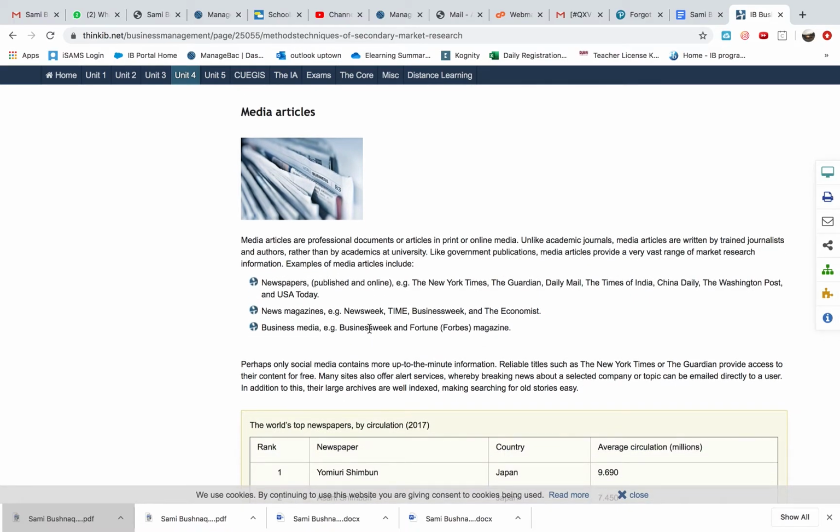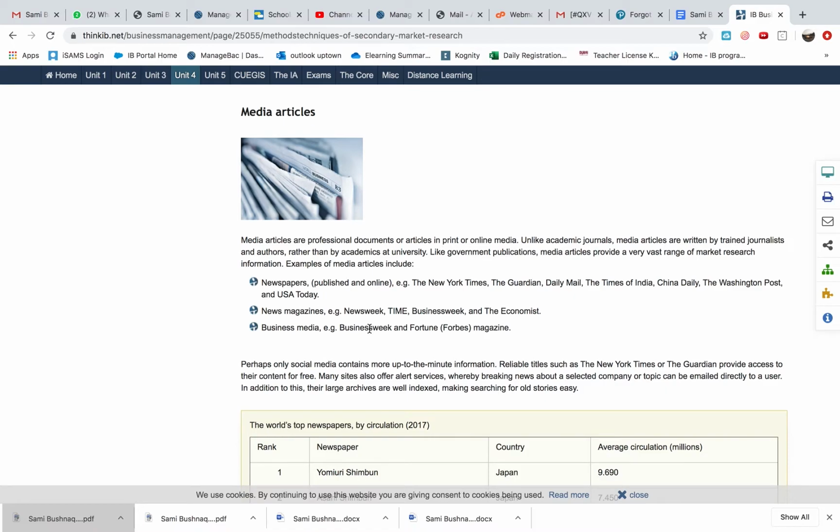Let's talk about media articles. So media is things like newspapers. They could be print or online. So the New York Times, Guardian, Daily Mail, Times of India, China Daily, Washington Post, USA Today. These are all known newspapers. News magazines could be things like Newsweek, Time, Business Week, The Economist. Business media: Business Week, Fortune, Forbes magazine. So there's a lot of really, really good stuff in here.